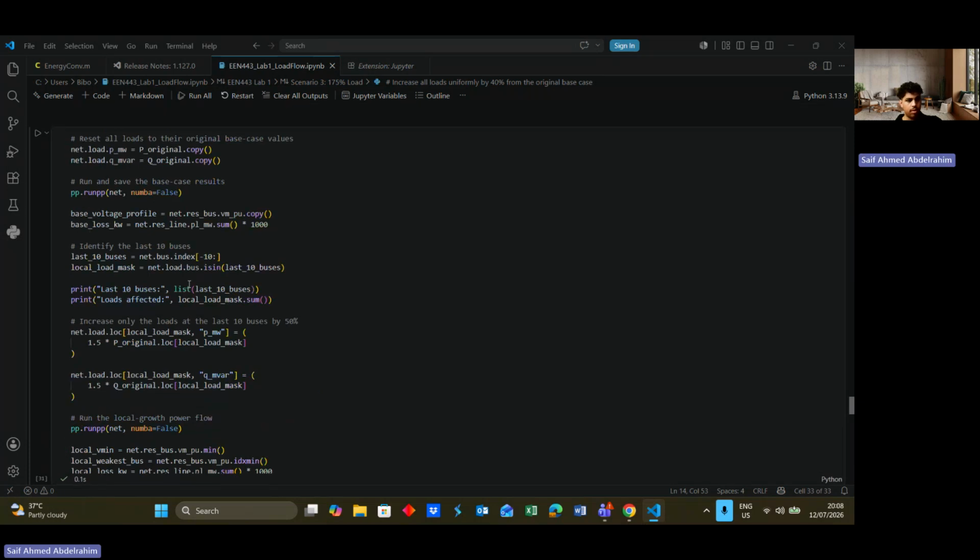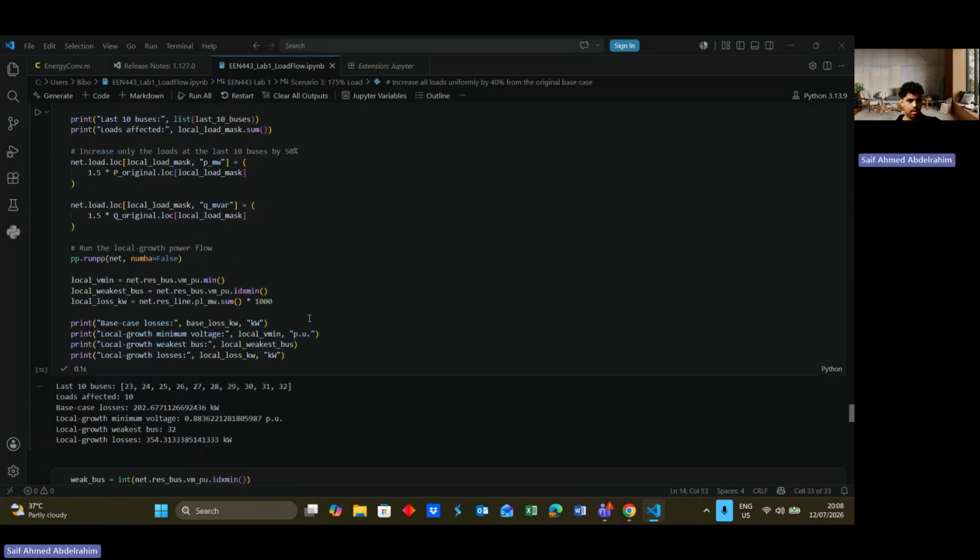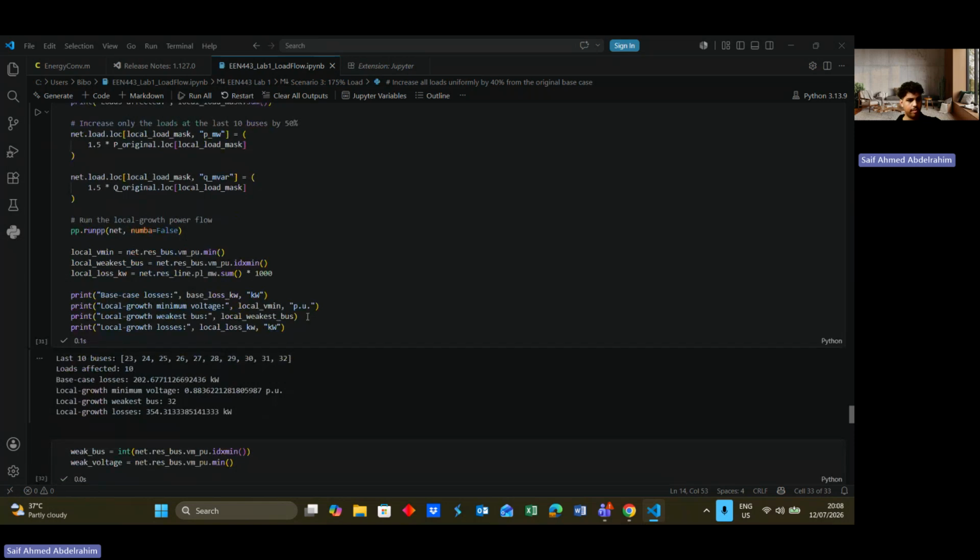Here, I increased only the load connected to the last 10 buses, from bus 23 to 32, by 50%. The results were the minimum voltage was 0.8836 pu, the weakest bus was 32, and the total losses were 354.31 kilowatt. This shows that load location is important: when additional demand is concentrated near the feeder end, the remote buses experience a greater voltage drop.